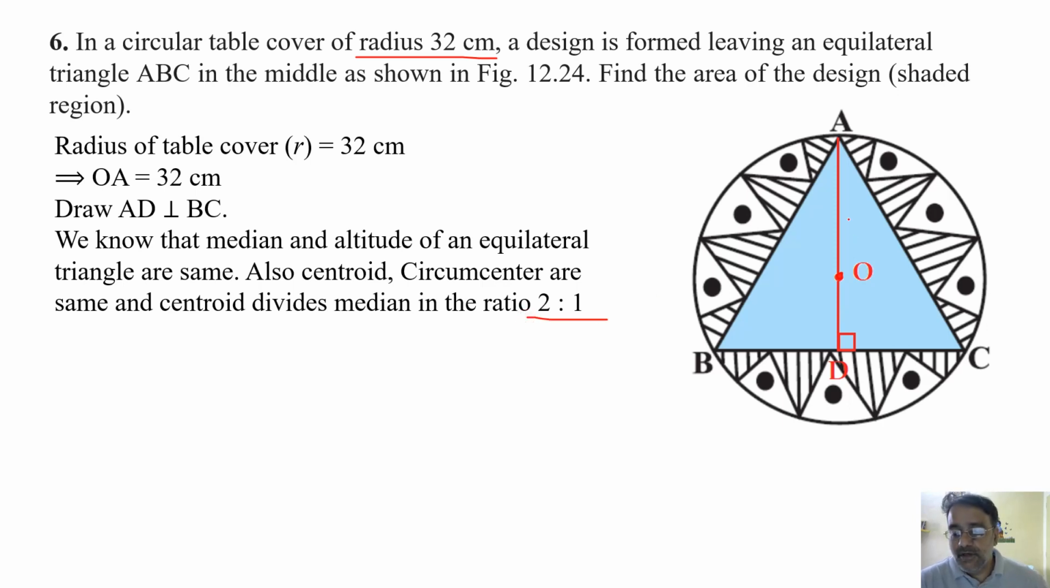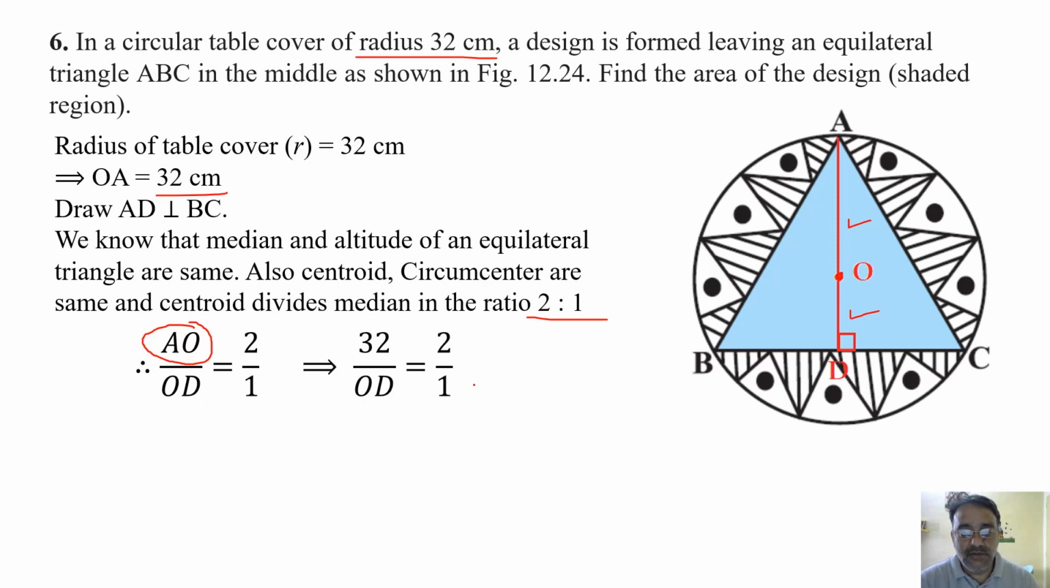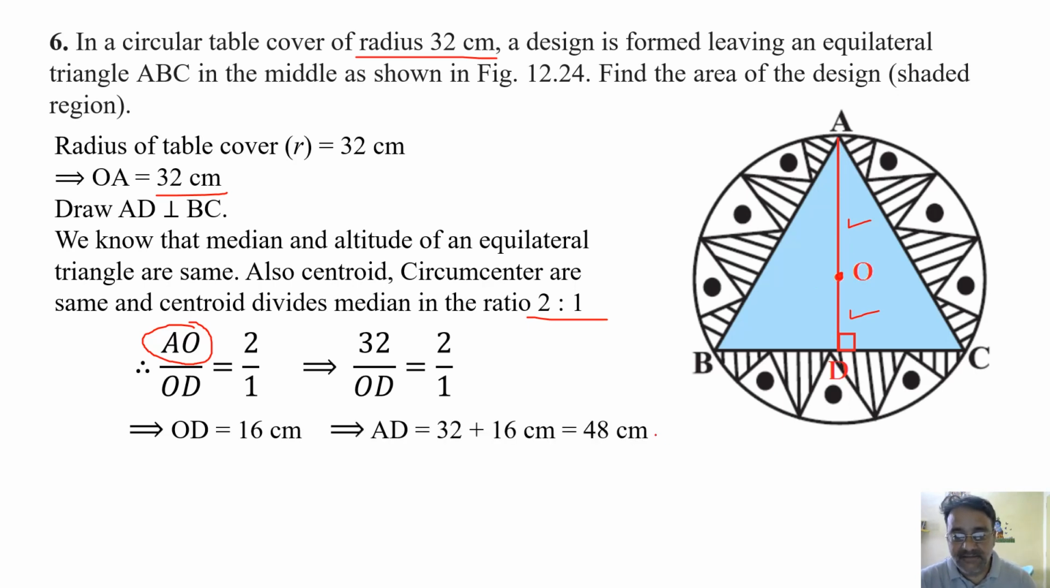So AO upon OD will be equal to 2 by 1, right? So we will substitute the value of AO, that is 32 centimeter. So 32 by OD is equal to 2 by 1. From this we will get OD equal to 16 centimeter. Now we'll find the value of AD. How much will AD be? 32 plus 16, 48.